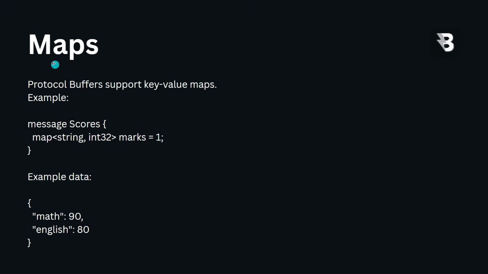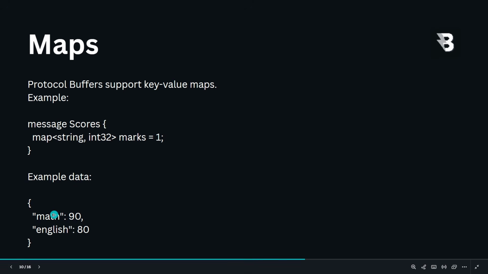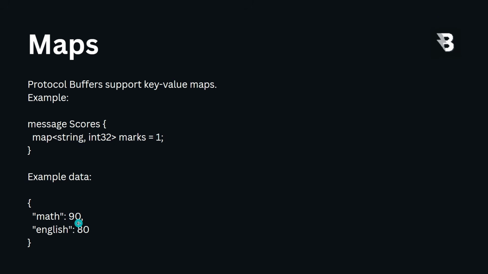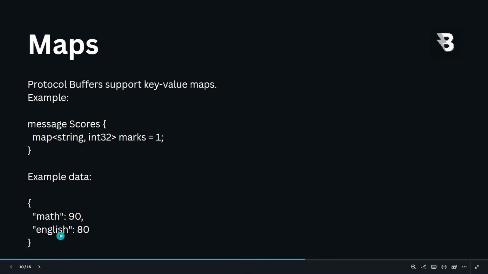Next, we can also embed maps. Protocol buffer supports key-value maps as well. For example, we declare the map keyword, and then we put the data types that go in the map, for the key and the value, for example, string and int32. We give that field a name, in this case marks, and of course, we assign a number. The data here might look like this: the string key is math and the int32 value is 90. Likewise, the string key here is English, and the int32 value is 80.